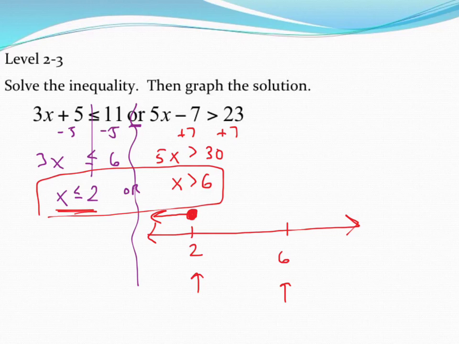Let's go ahead and graph the other side of the inequality on the same number line. I have an open circle because 6 is not a solution. 6 is not greater than 6. But all those numbers like 6.1 and 7 and all those numbers are greater. So my or graphs tend to look like this.